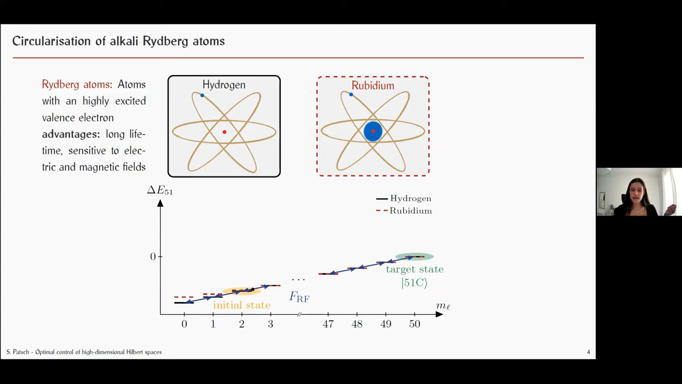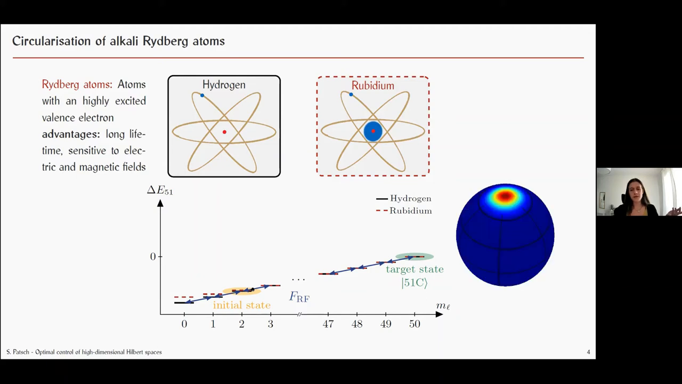And in this case, we are left with an n-level system, which you can also interpret as a large spin system. And as a spin system, we can now visualize the dynamics on a Bloch sphere. And then the target state simply becomes the north pole of the Bloch sphere. And here you see the Q function, and we don't have a point, but we have this Gaussian shape of the state, which we call a spin coherent state.